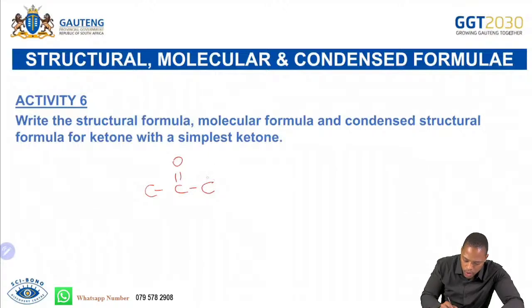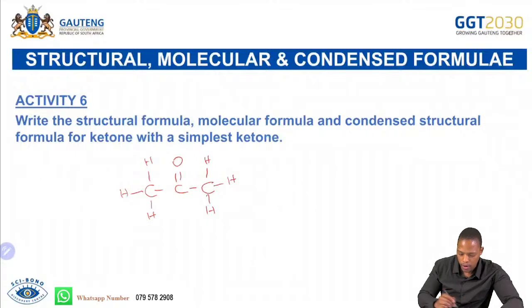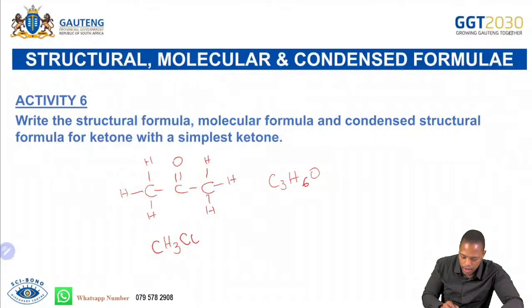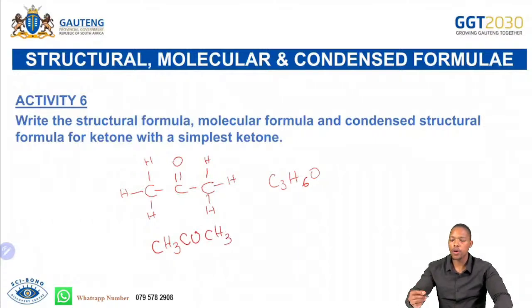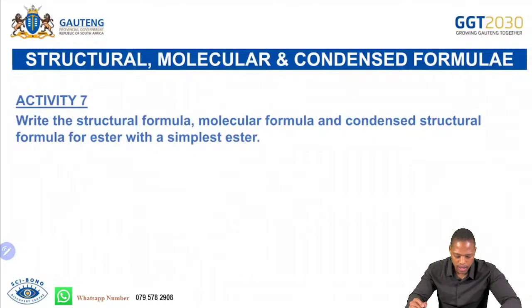The simplest ketone will have 3 carbons. It has to have 3 carbons. Molecular formula here is C3, H 1, 2, 3, 4, 5, 6, H6, and O. And then this condensed CH3, CO, CH3. Then you have the condensed structural formula. Simple as that. We move on to the next one, 7.